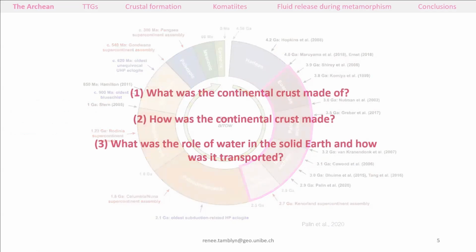What was the continental crust made of in the Archean? How was that continental crust made? And what was the role of water in the solid Earth, and how was it transported? Because we know that today water is incredibly critical for making new crust, but was this so in the Archean?